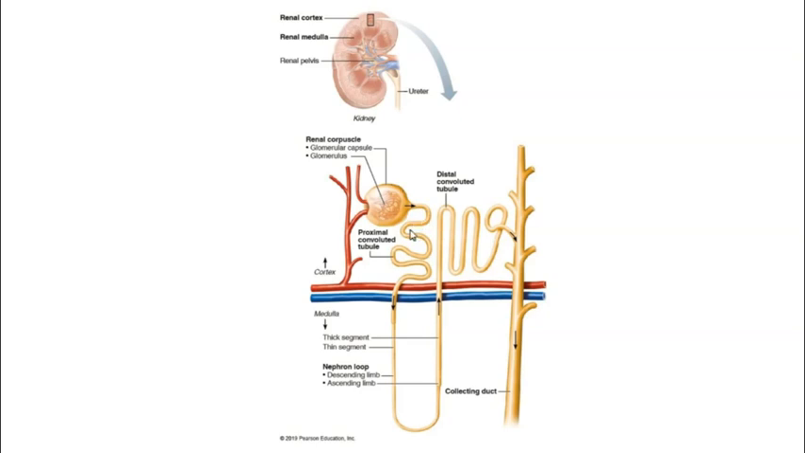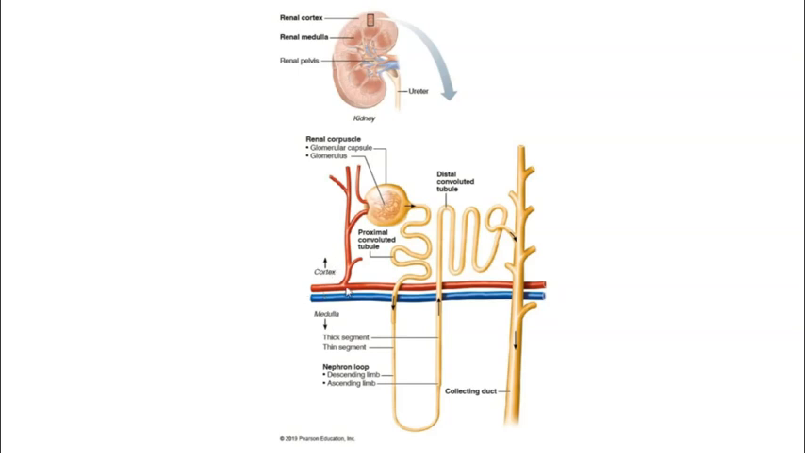Filtrate that's captured by the glomerular capsule is directed into the renal tubules. That first region of the renal tubule is the proximal convoluted tubule. Proximal convoluted tubule then becomes that U-shaped nephron loop. Nephron loop then becomes the distal convoluted tubule and delivers that filtrate to the collecting ducts. Now, what I want to show you here is that this diagram is showing you the different regions that these structures are found in the kidney.